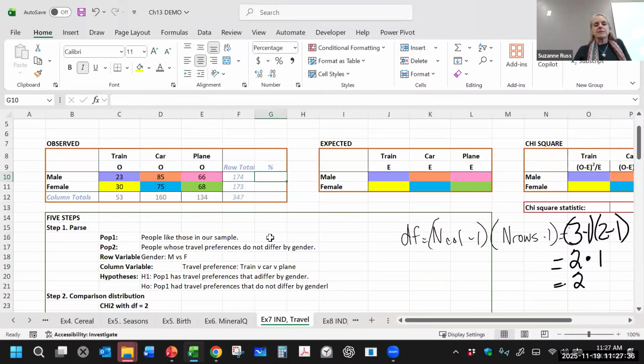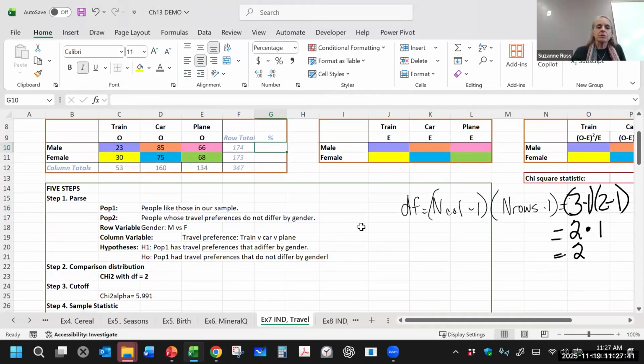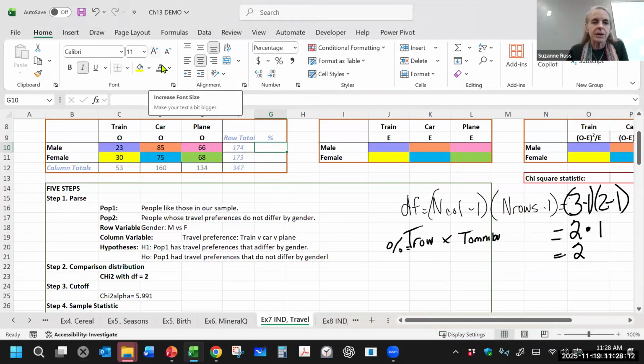Next thing we calculate our percent. You'll remember the percent column is just the row total times the overall total. Let's just put total for the row times the total. It's called the omnibus total. I'm not going to say that word. I'm just going to write, how could I write it differently? I'll write overall total.